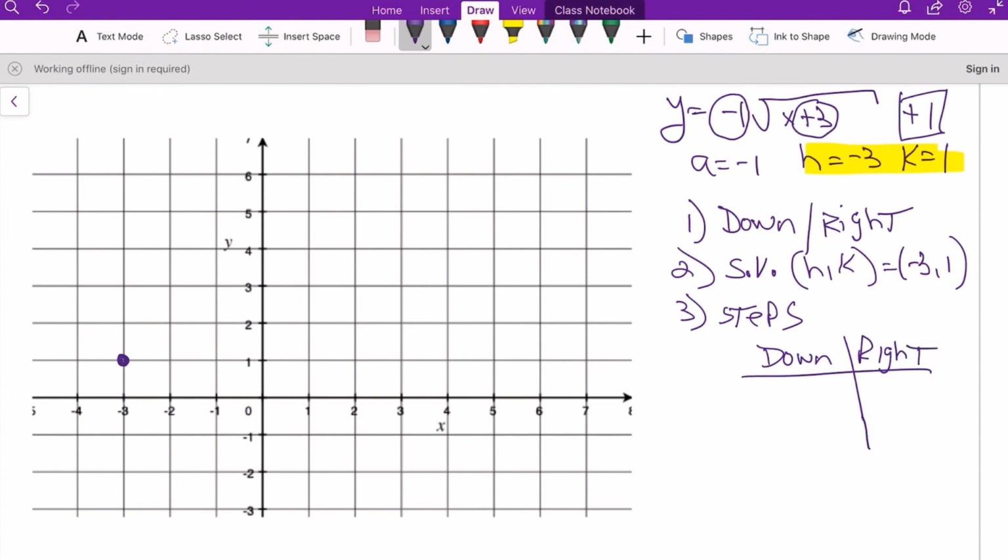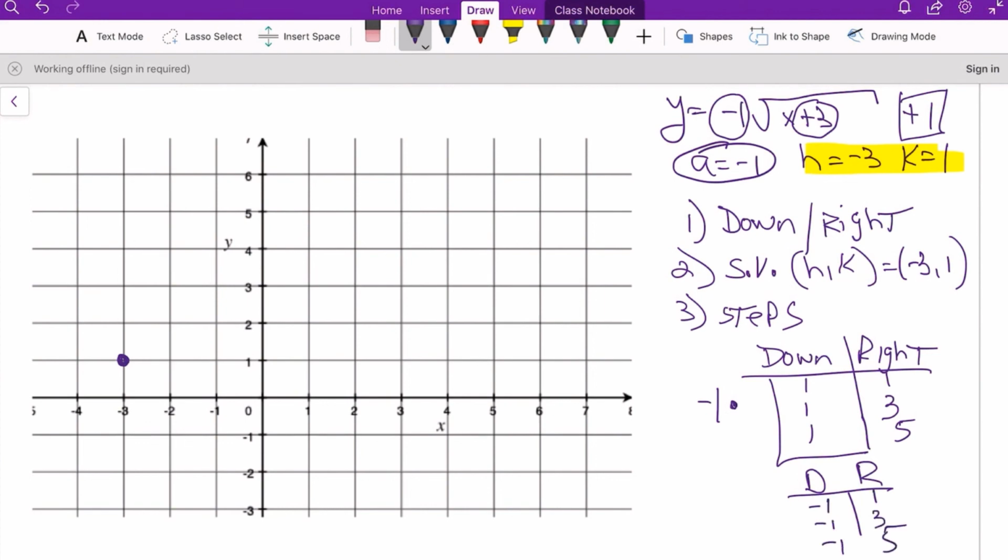So, the right pattern will always be 1, 3, and 5. But this time, since a is a negative 1, the normal pattern would be 1, 1, 1. But again, we multiply the negative 1 times that column. So now, if this is the down column and this is the right column, it's actually going to be minus 1, minus 1, minus 1, and then 1, 3, 5. That's just telling me that we're going to walk down. All right? So let's just be careful with that one.